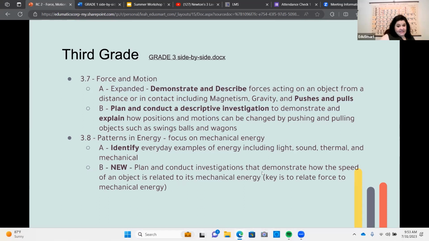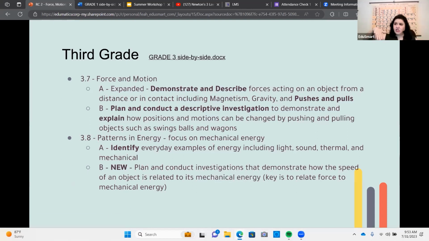Plan and conduct investigations that demonstrate how the speed of an object is related to its mechanical energy. And the big part is that we're relating force to mechanical energy. Force is a push or a pull, and how does that relate to the movement energy of objects? So a marble roller coaster here would be a really great way of doing that.